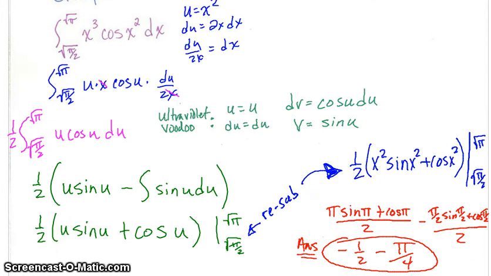And hopefully you got something like this, because we've got some substitution, and then some ultraviolet voodoo substitution, and then some resubstitution so that we have everything back in terms of our x's, so that we can plug in square root of pi and square root of pi over 2, and then we've got some trigonometry so that we can actually solve to get our answer of negative 1/2 minus pi over 4.